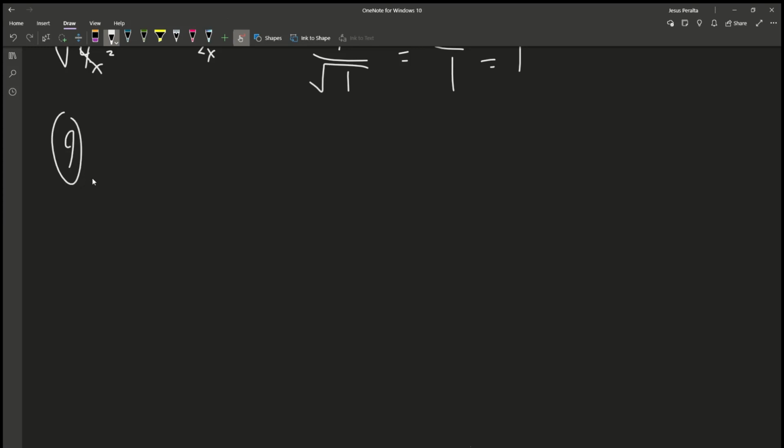Number 9 is the limit as x approaches infinity. So we do not have a negative, so we don't have to keep that in mind for now. Instead, the entire thing is under a square root. I have not done this yet, so we're going to go over this together.